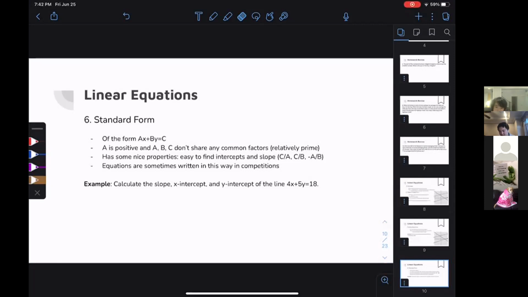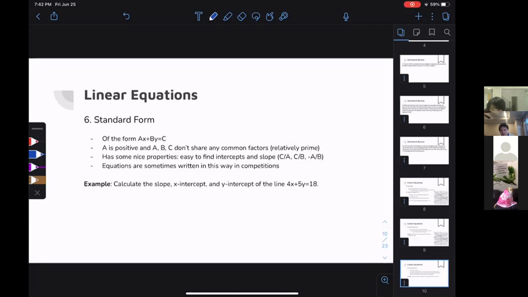And to find the intercepts and the slope, the x-intercept is c divided by a, the y-intercept is c divided by b, and then the slope would be negative a over b. I think the main reason you will need to know this form is because in math competitions they don't want you to leave all those fractions in slope-intercept form or point slope form, so they'll ask you to simplify it into this and then base your answer off of that.